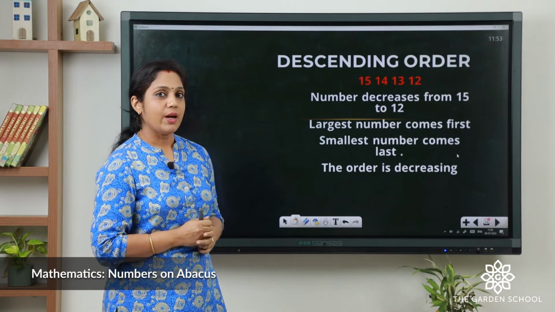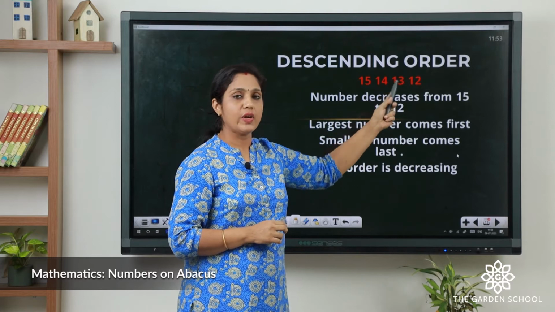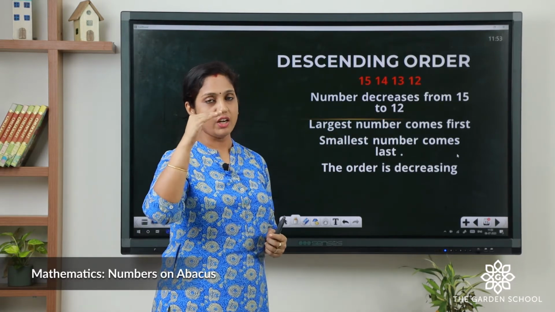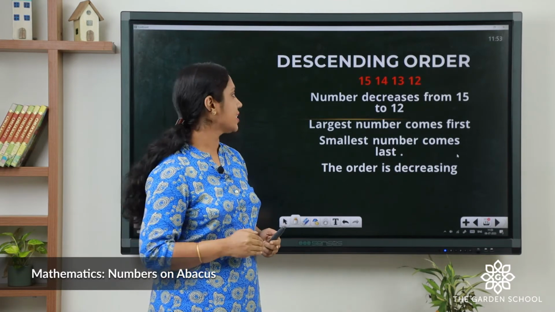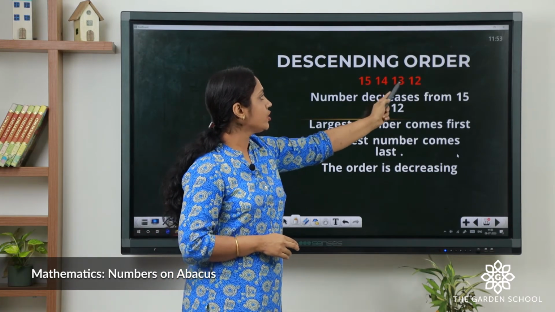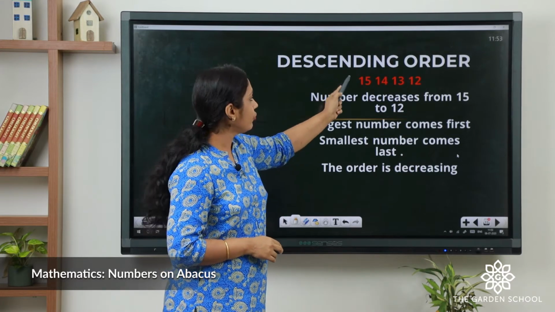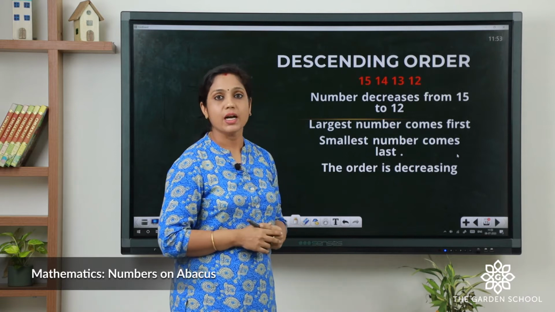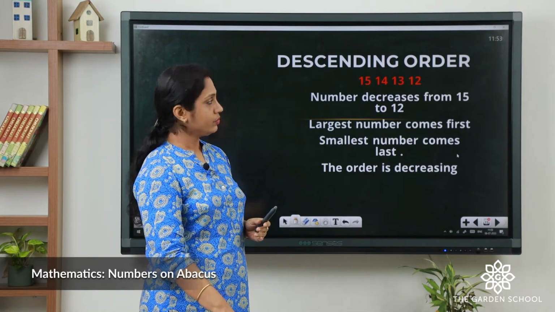Here you can see the numbers 15, 14, 13, 12. Is it increasing or decreasing? So 15, 14, 13, 12. You know that it is decreasing. So the number decreases from 15 to 12. The largest number is written first. So 15 is written first and then the smallest number 12 comes last. So the order is decreasing.